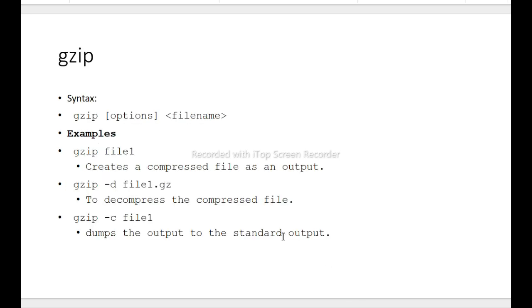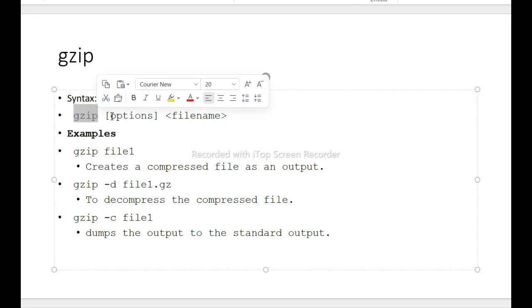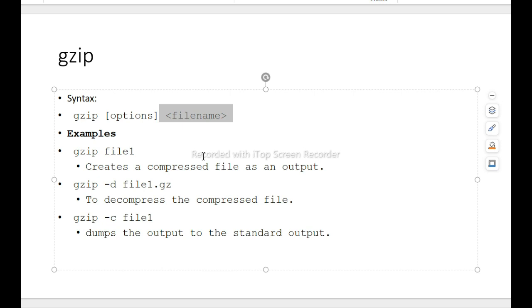The first utility that we are going to learn is the gzip utility. Gzip is one of the most commonly used compression utilities in Linux. The syntax is gzip followed by the options followed by the name of the file. Let us work with some examples using gzip.